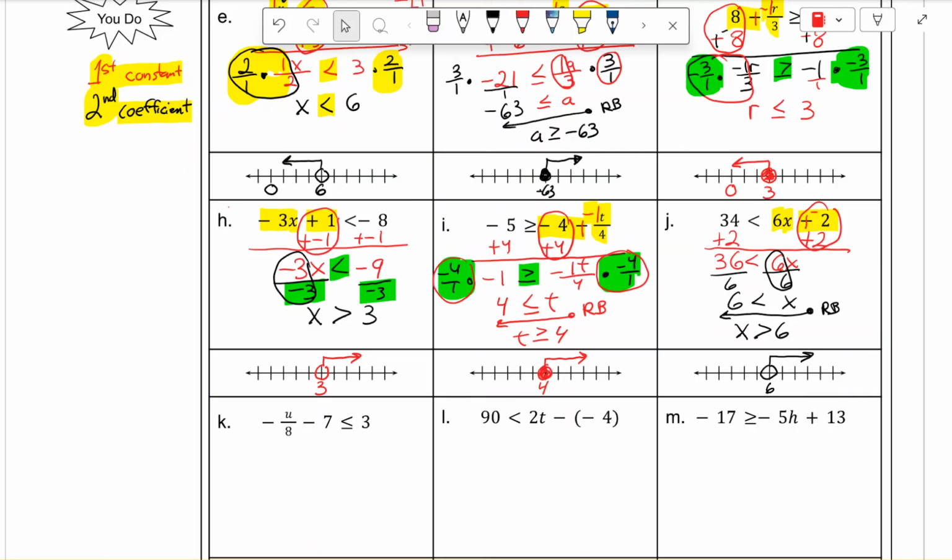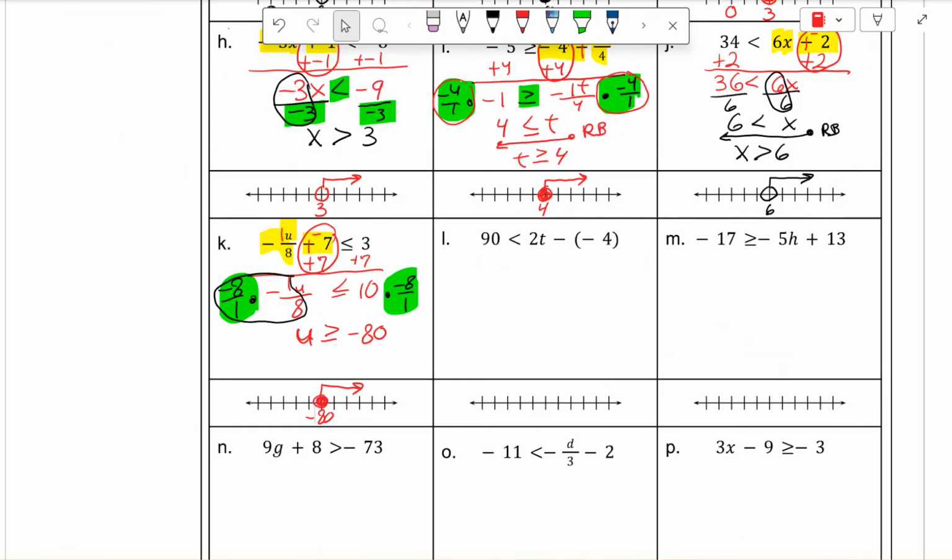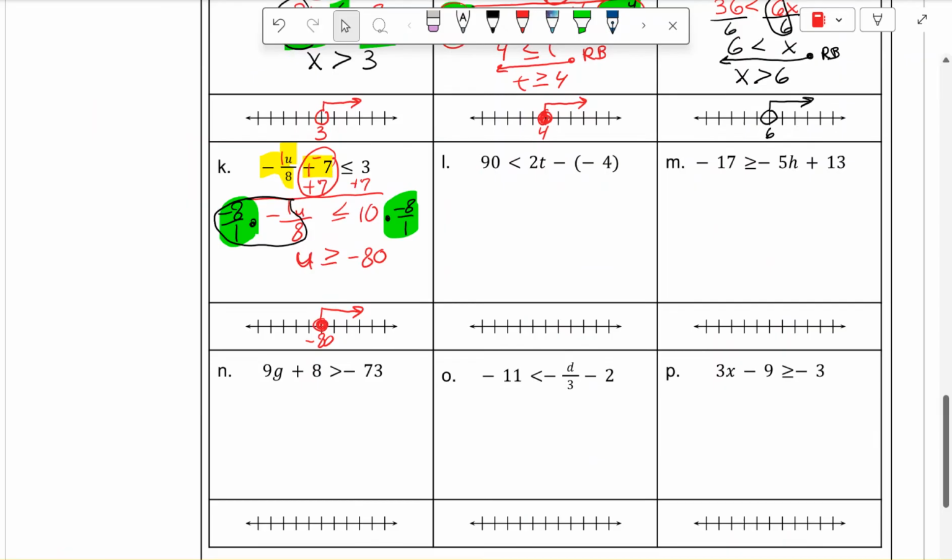All right, let's move on to K. Pause the video and try K now. Okay, we are back with K. Take a look, make your corrections. Hopefully you're getting them right. Now again, ask for help. You only have 5 left to get this down. Pause the video and try L now.